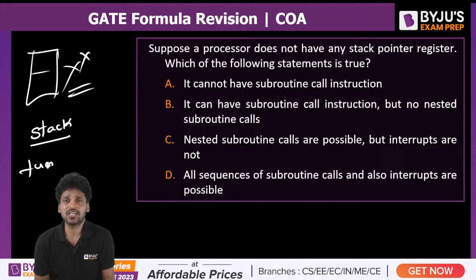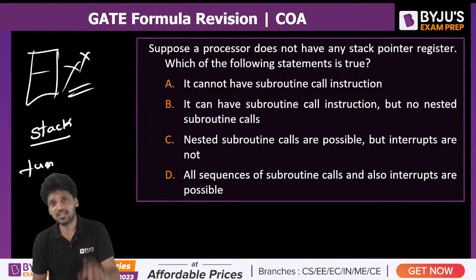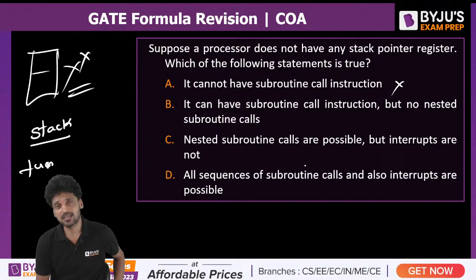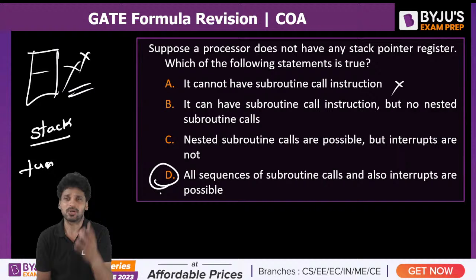There are some other measures, some other provisions, which still make function calls and interrupts happen, but maybe slower. The other methods are not as quick as using a stack. The stack is not there, but the world doesn't end. So, according to which, it cannot have a subroutine call instruction? No, wrong. Even without a stack, subroutine calls can be implemented, but slower. It can have a subroutine call instruction. So option D is correct. Everything is possible, but slower. Results are not as quick as we expected.